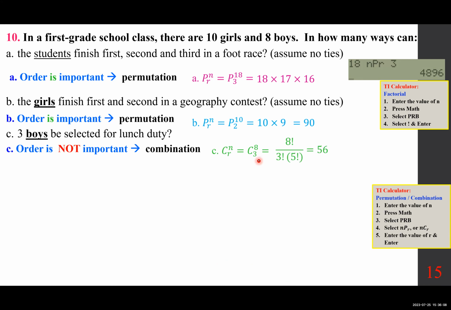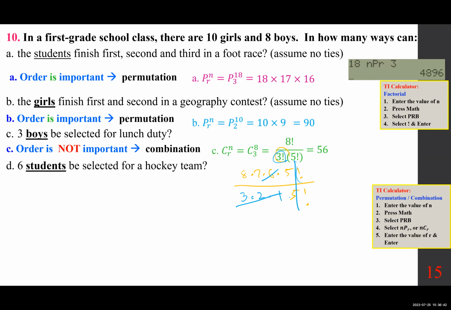So 8 factorial over 3 factorial times 5 factorial. And you can write this as 8 times 7 times 6 times 5 factorial, drop the 5. Again, I'll show you if you were to do this by hand. The top is 8, 7, 6, 5 factorial. So the 5 factorial you keep, the 3 factorial, you put 3 times 2 times 1. This cancels out the 6. These two cancel each other. 8 times 7 is 56. So it's very simple to come up with that. You can do this by hand.